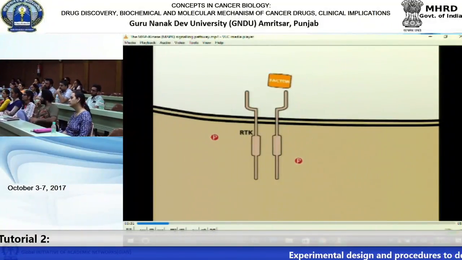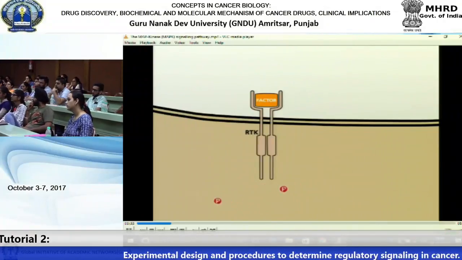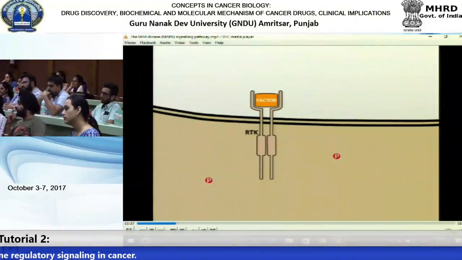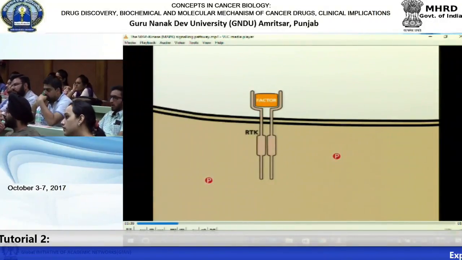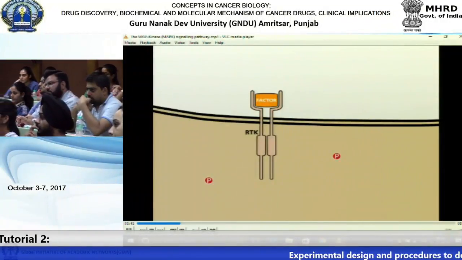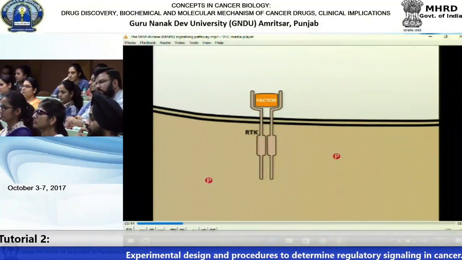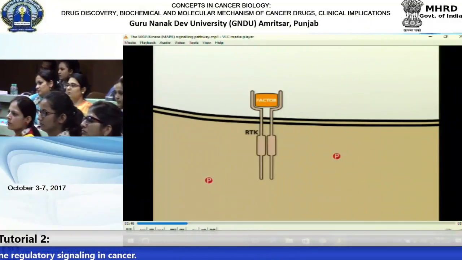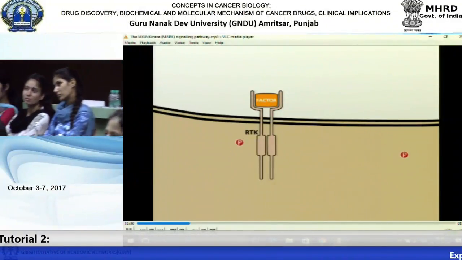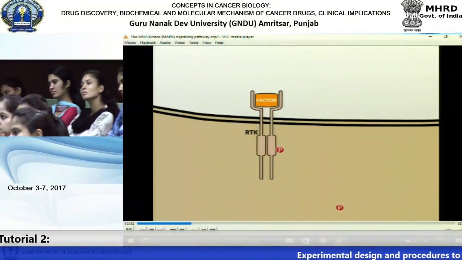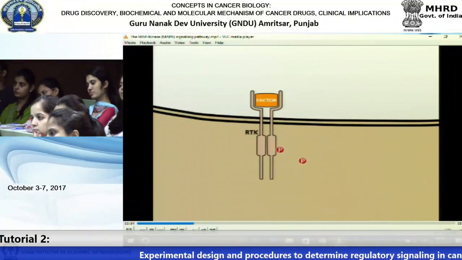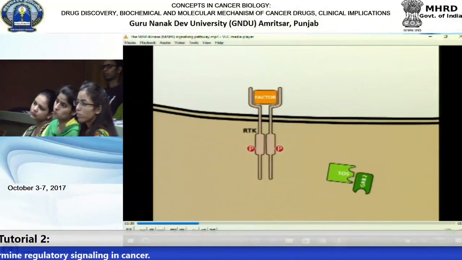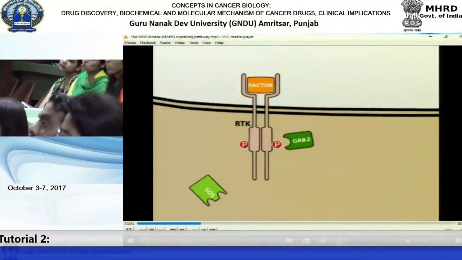a membrane-bound receptor of the family of receptor tyrosine kinases, abbreviated RTKs. Ligand binding leads to the dimerization of two subunits of the receptor tyrosine kinase. At the inner side of the receptor, tyrosine kinase domains catalyze phosphorylation of itself and also of the other subunit. Next, the growth factor receptor-bound protein 2, GRAP2 for short, can bind to the phosphorylated RTK.